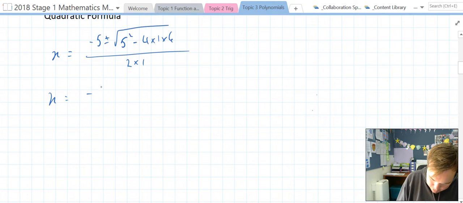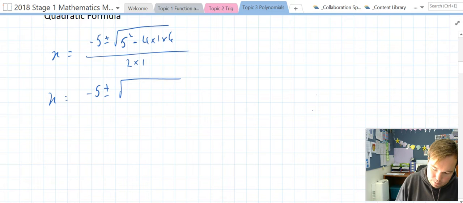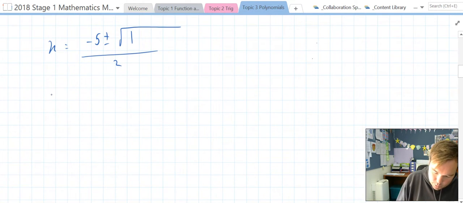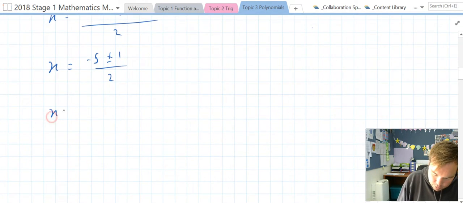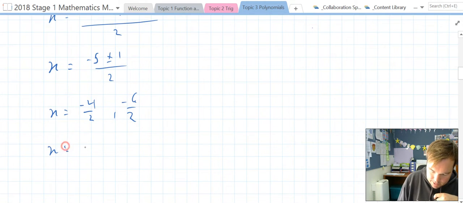And then let's simplify. x equals minus 5 plus or minus the square root of 5 squared, which is 25, minus, well, 4 times 1 times 6 is 24. 25 minus 24 is 1, over 2 times 1, which is 2. The square root of 1 is 1. x equals minus 5 plus or minus 1 over 2. Therefore, x equals minus 5 plus 1 is minus 4, minus 4 on 2, minus 5 minus 1 is minus 6 on 2. x is equal to minus 2 or minus 3.